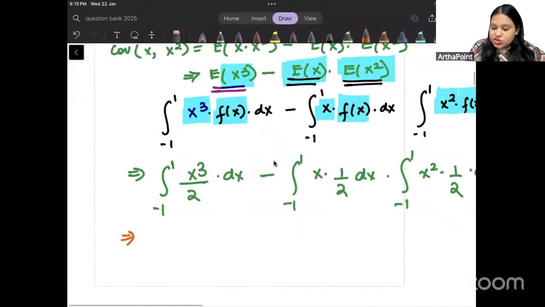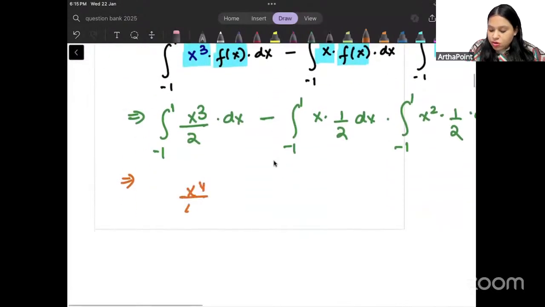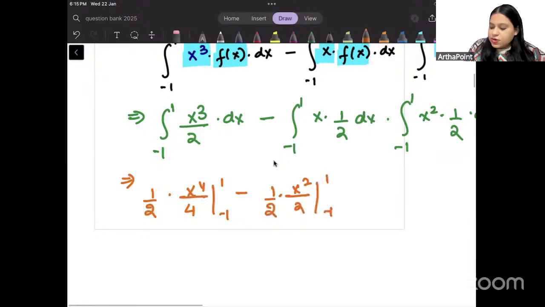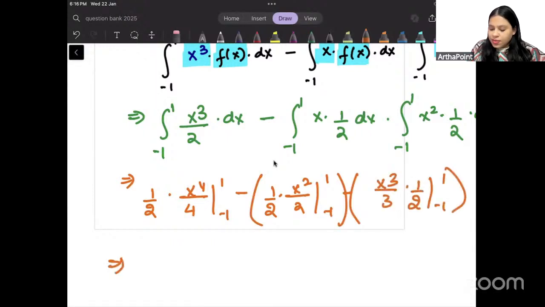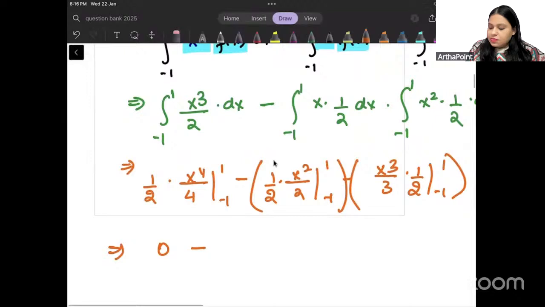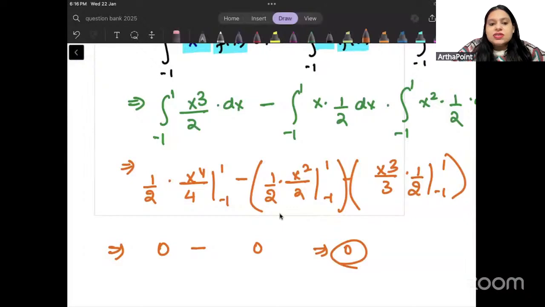So if I solve this, I will get x by 4, this between -1 to 1, minus x square by 2 between -1 to 1, into x cube by 3 between -1 to 1. So 1 minus -1, this will simply be 0, minus 1 minus 1, this will also be 0. The answer will be 0. You'll get the answer as 0. That's the answer to this question.